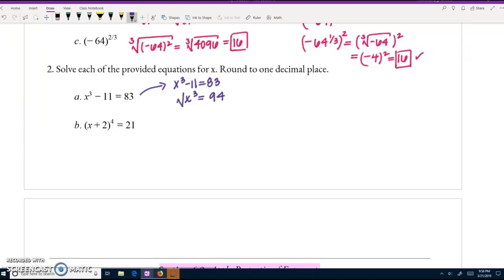Then to get x by itself and undo the exponent, we're going to take the cubic root of both sides. Now these particular instructions ask us to round to one decimal place, so we're not going to report in exact form, we're going to report in approximated form. And when I take the cubic root of 94, I end up with a result of 4.5.